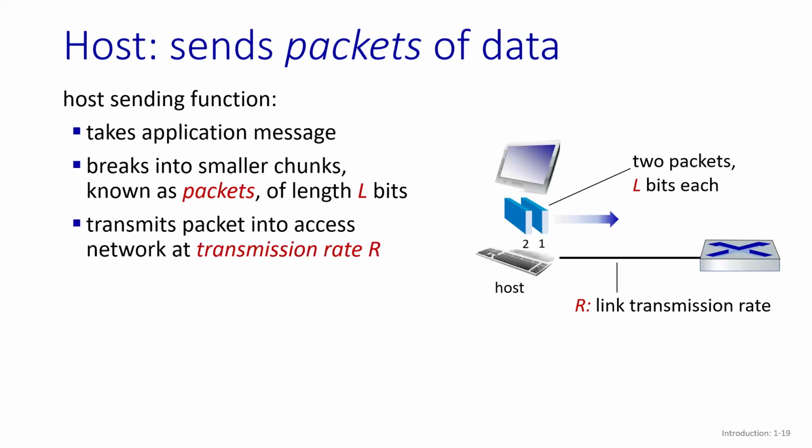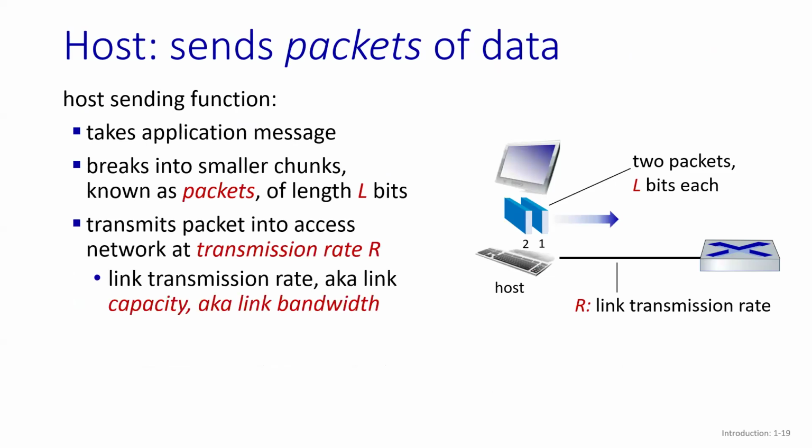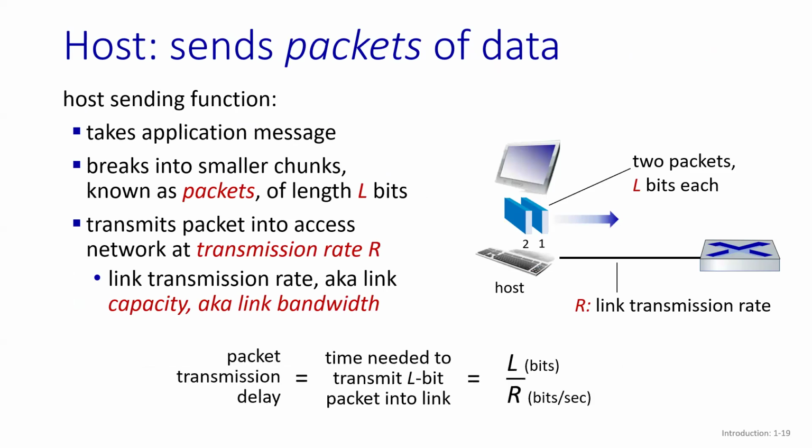So let's have a look at when a host sends packets or data towards the internet. There are usually delays when a host is sending some data. Normally, the delay we measure in terms of the length of the packet, which is usually in bits, divided by the transmission rate of the link. So the packet transmission delay in our case will be L by R.